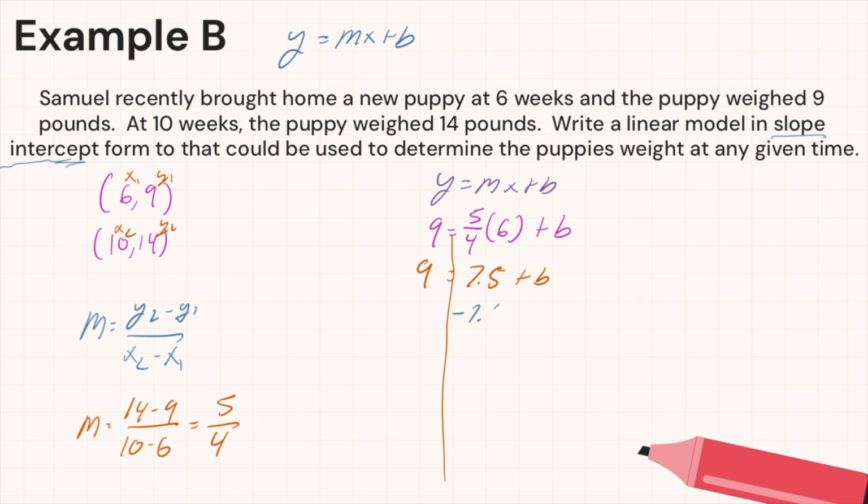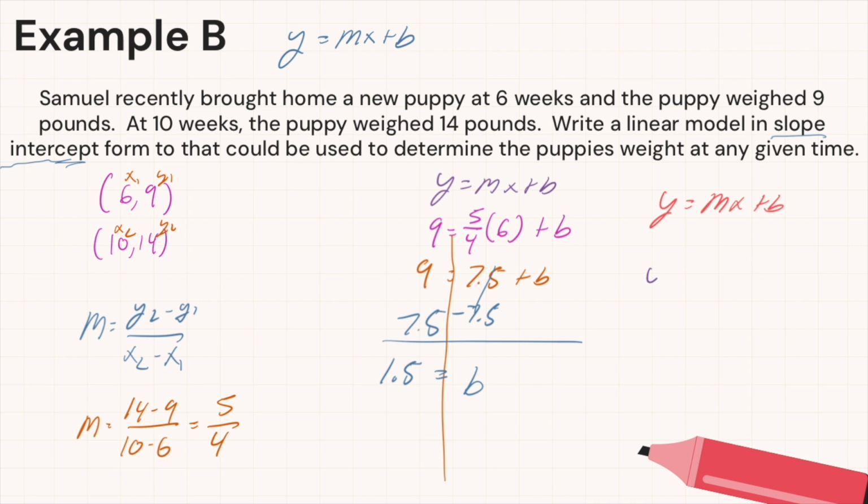Now we're going to subtract 7.5 on both sides because we got ourselves a good old one-step equation. These are going to cancel, leave me with b. 9 minus 7.5 is 1.5. So we've got b is equal to 1.5. So now that we've got our b and we've got our slope, we can write slope-intercept form. So again, we want slope-intercept form to be y equals mx plus b. So let's go ahead and plug in what we have now.